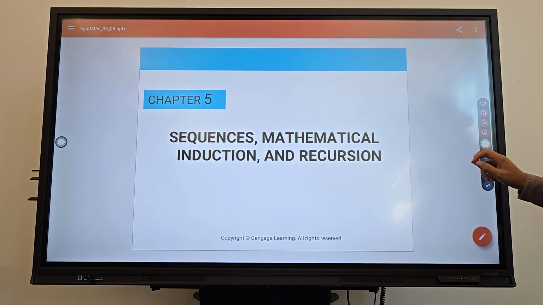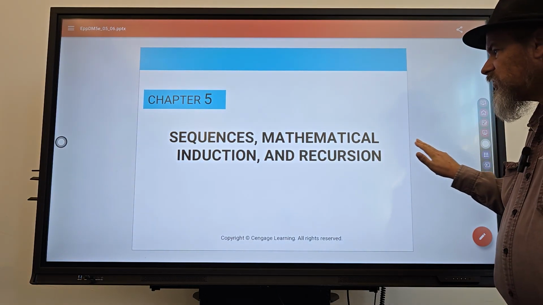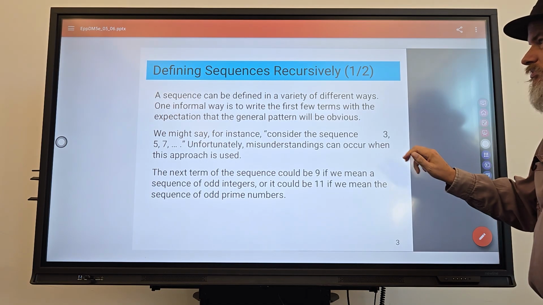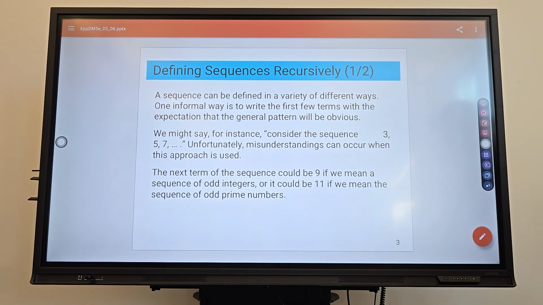Continuing with section 5.6, defining sequences recursively. Well, a sequence can be defined in a variety of different ways. One informal way is to write the first few terms with the expectation that the pattern will be obvious. We might say, for instance, the sequence 3, 5, 7, etc.